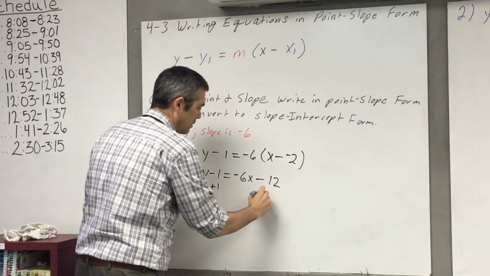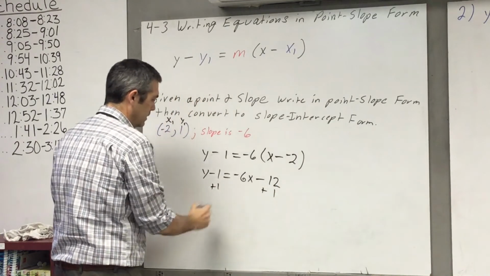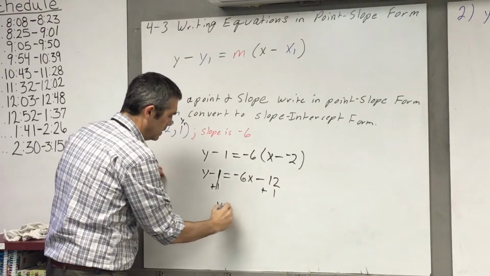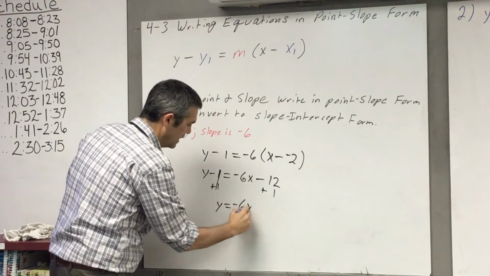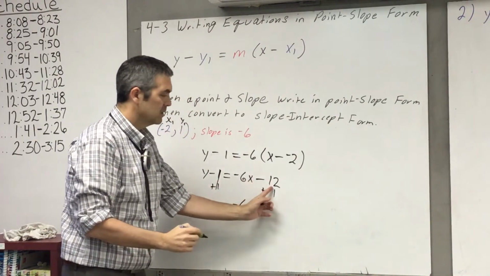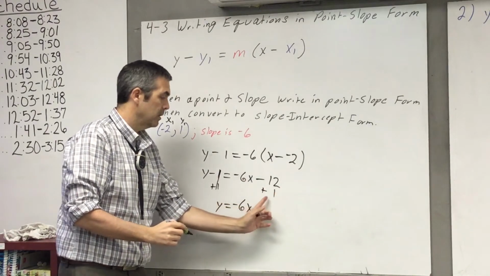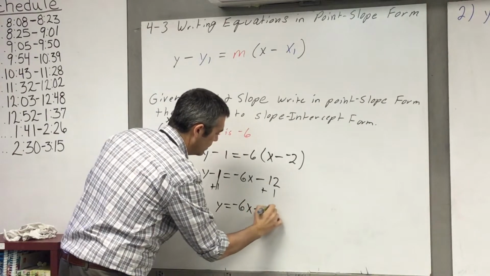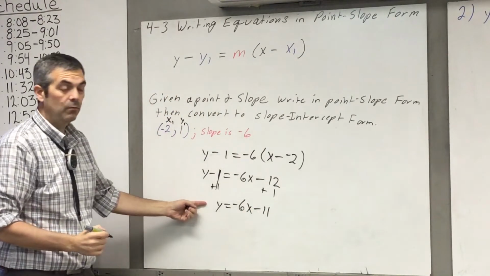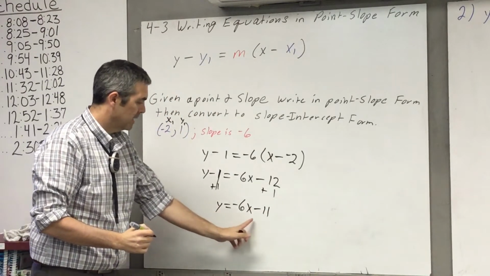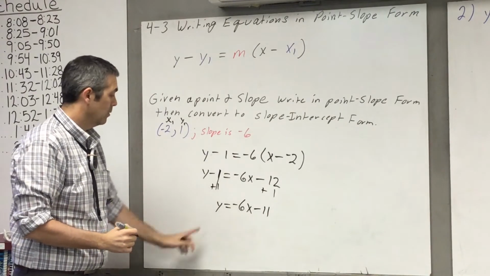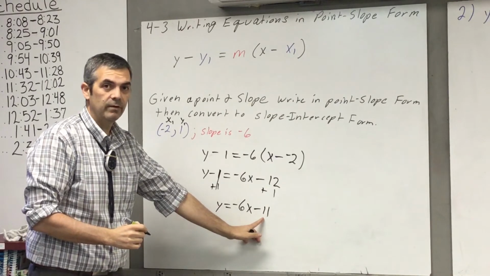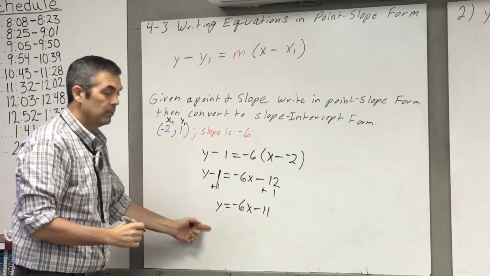Now we're going to take and add this to both sides. +1, +1. Okay, that'll cross this out right here. So you get this y equals -6x, and now this goes with this, so that's a -12 plus 1, okay, gets me -11. Slope-intercept form, y equals mx plus b. There we go. So our slope is -6, our y-intercept is -11. See how easy that was to go in there?